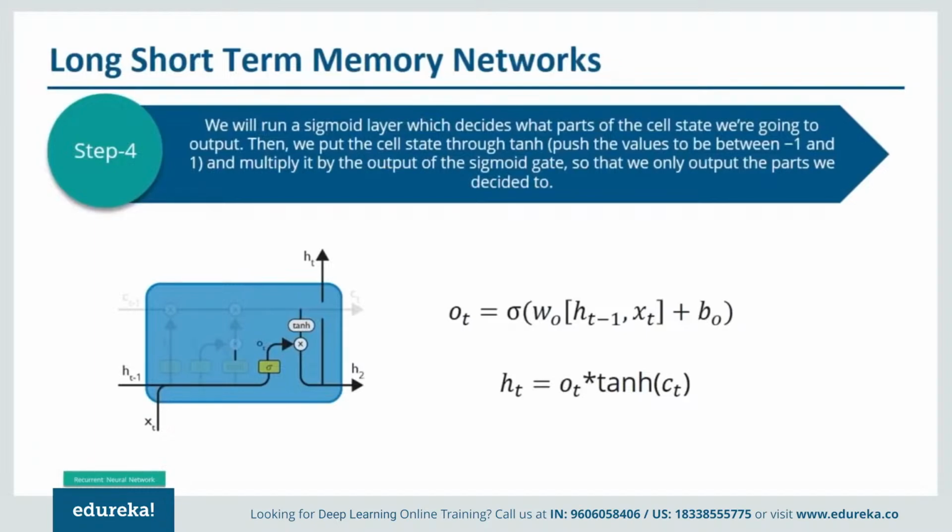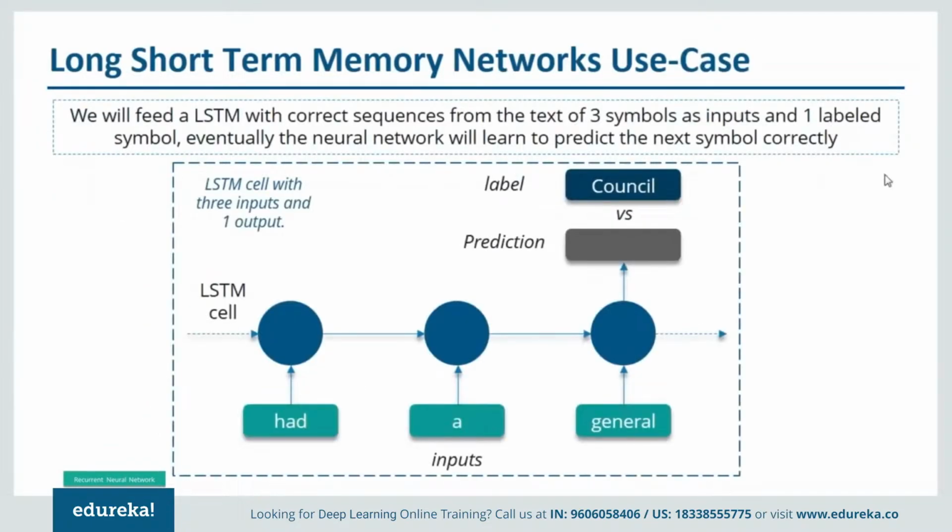Now we'll look at a use case where we'll be using LSTM to predict the next word in a sentence. Alright, let me show you how we are going to do that. So this is what we are trying to do in our use case guys. We'll feed our LSTM with correct sequences from the text of 3 symbols, for example, had a general, and a label that is council in this particular example. Eventually, our network will learn to predict the next symbol correctly.